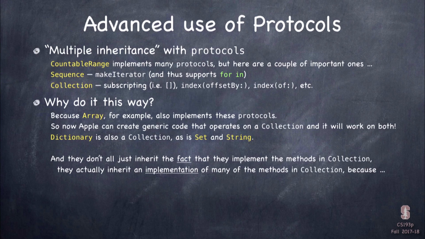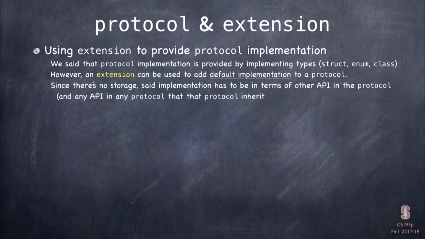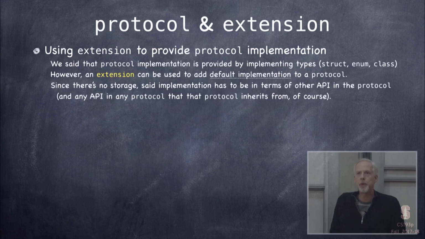So this makes it possible for us to implement index of for all of these classes in one place. So that's why, again, we think it's like multiple inheritance, because they're actually going to inherit implementation. So where do you put this implementation? Because we know protocol is just a declaration of methods with no implementation. Well, the answer is you put them in an extension to your protocol.